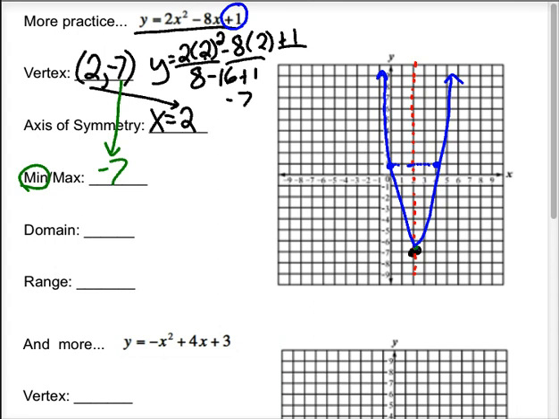Domain, we love domain. All real numbers. Always all real numbers. And the range, we're starting down at that -7, but I see everything is going up from it. Okay, so because it's going upward, that means my range is all the y values that are greater than or equal to that -7.